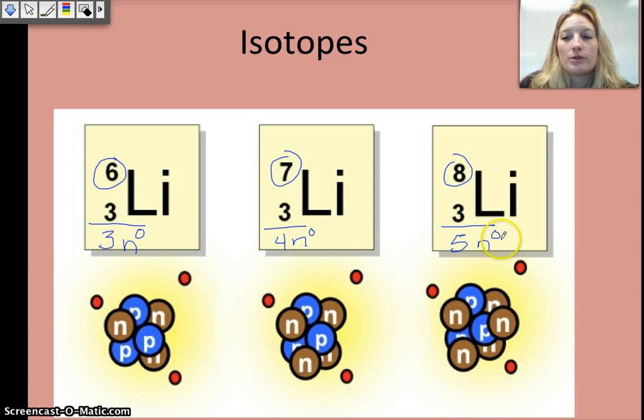3 neutrons, 4 neutrons, 5 neutrons. But they all still have the same number of protons. 3 protons each. So same number of protons, different number of neutrons. All of these just a little bit different.